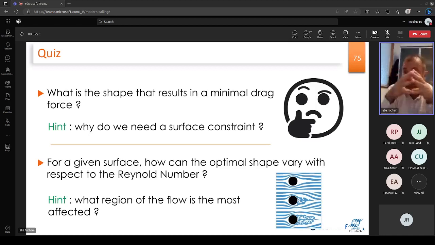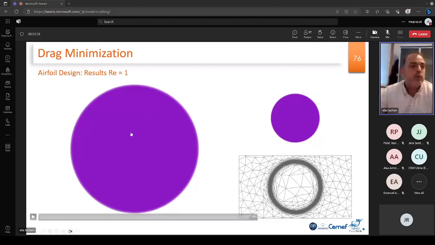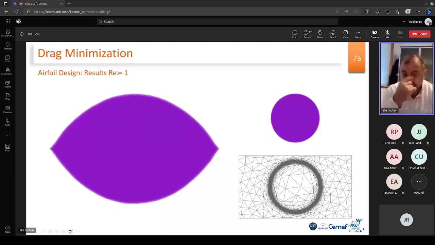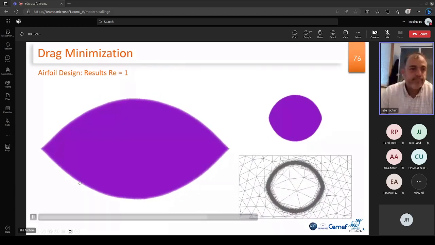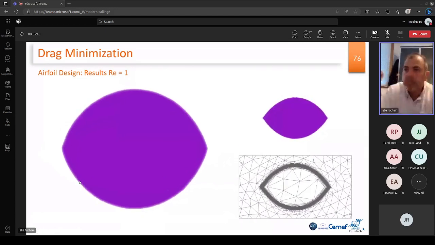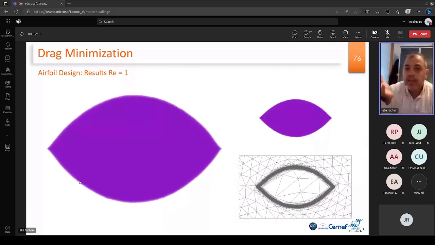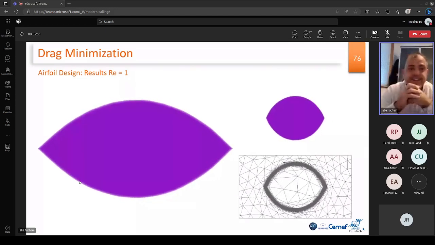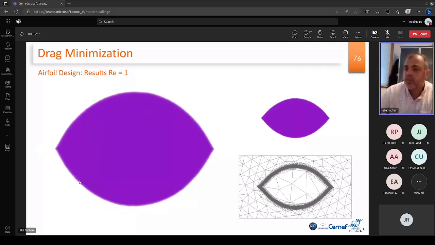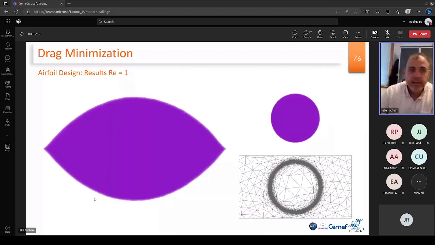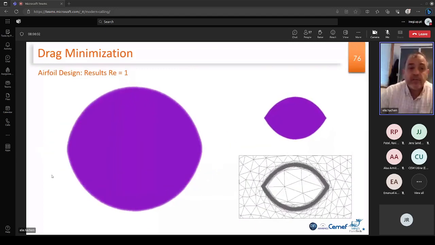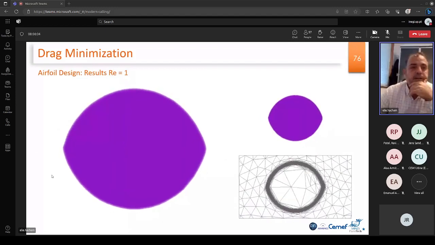We start with a cylinder, and when we increase the Reynolds number, you will see some nice shapes that look like the NACA. So we are saying that nature is good. For Reynolds equal to 1, this is what you get, an oval shape, which is not very well aerodynamic, because for Reynolds 1 it's very difficult to remove the drag. The flow is already very laminar.